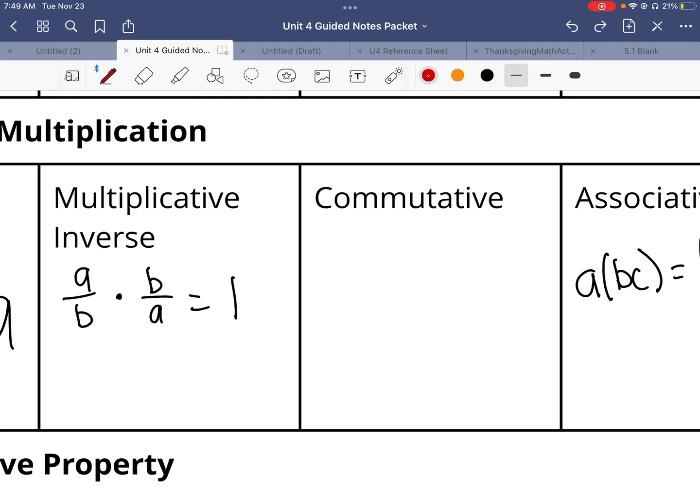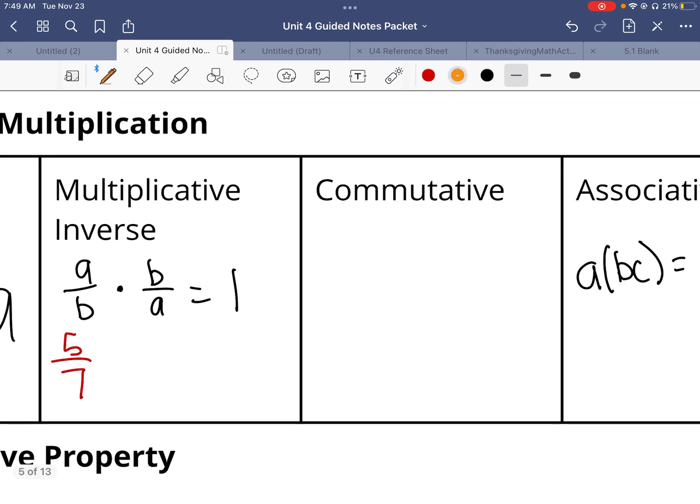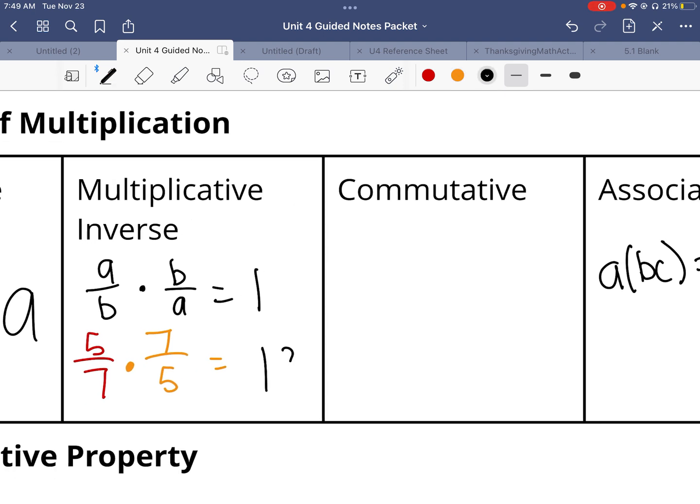Okay, so let's talk about it in a more concrete example. Let's take 5/7. So we're saying if you flip that upside down and times by 7 over 5, it's going to equal 1. Why would it equal 1? Well, we would do 5 times 7 is 35. 7 times 5 is also 35, which equals 1.